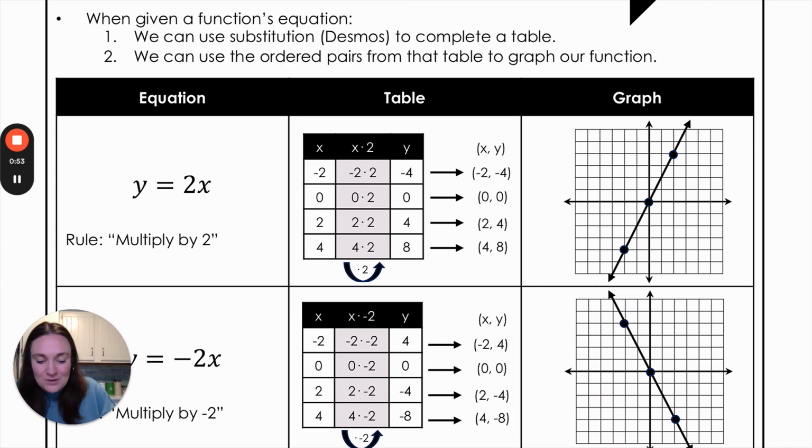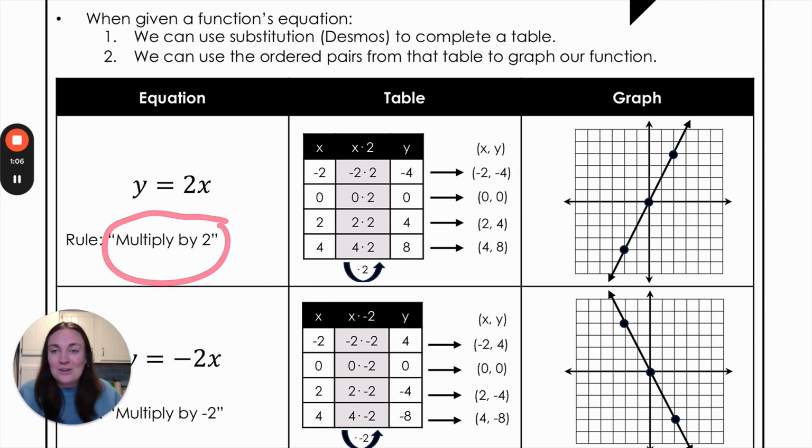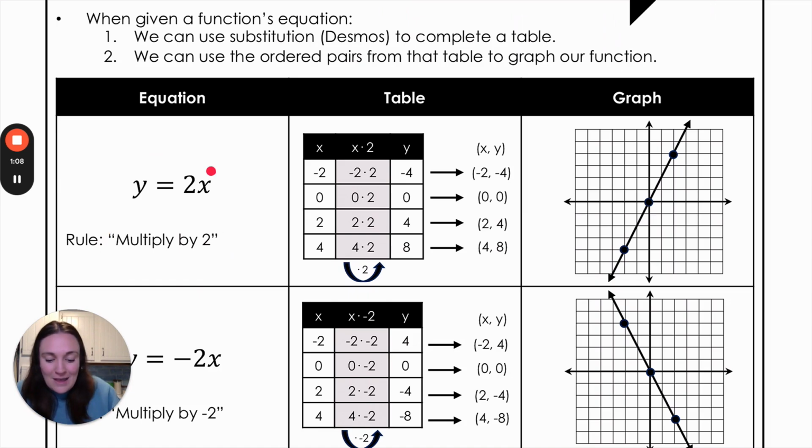So for example, in this one, if we have a 2 and an x right next to each other with nothing in between, there's really an invisible multiplication sign, which we might already know from algebra. And so the rule that the function wants us to follow is that we are multiplying by 2. Any number, that input we plug in for x, I'm going to take and multiply by 2 to get my y.